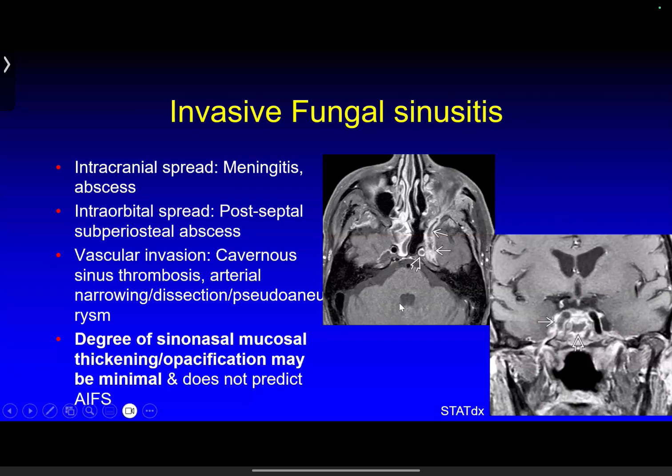These are two different patients with cavernous sinus thrombosis due to invasive fungal sinusitis, showing, in addition to the heterogeneous enhancement within an enlarged cavernous sinus, loss of flow void within the left carotid artery, consistent with occlusion. Same thing, but on the opposite side in another patient, loss of the flow void, note the normal side.